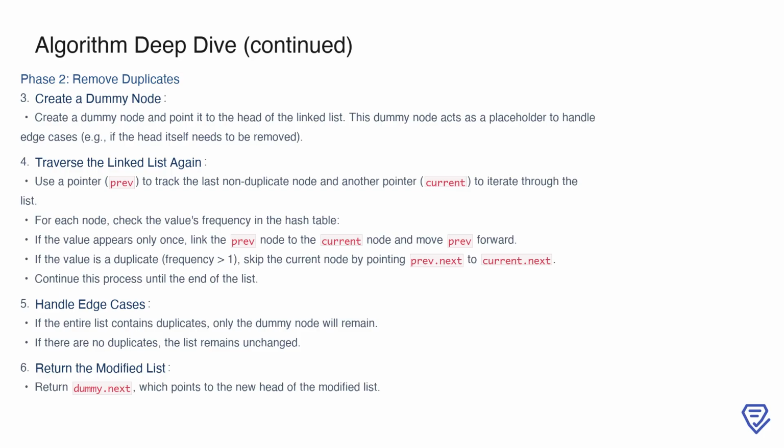This process continues until the end of the list. If the list contains only duplicates, the dummy node remains unchanged. If there are no duplicates, the list structure is preserved. Finally, we return dummy.next as the head of the modified list.